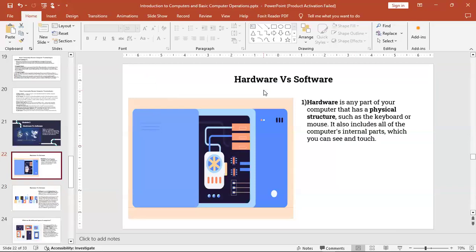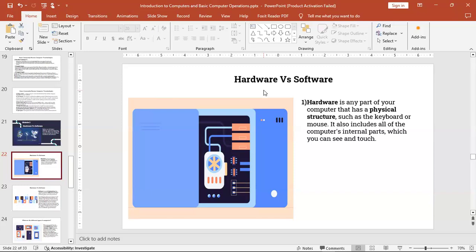First, hardware. Hardware is any part of your computer that has a physical structure, such as a keyboard or mouse. What does physical mean? You can see it, you can touch it. It's tangible. It also includes all of the computer's internal parts, which you can see and touch.